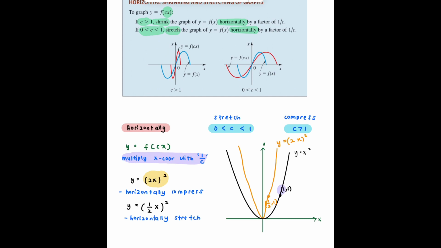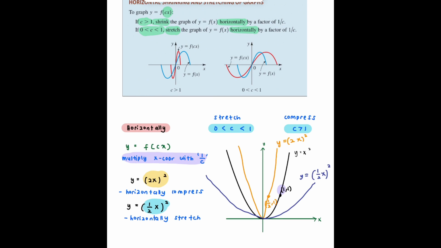Okay, second, if you have this one, if you have (half x) inside the bracket squared. So your constant c here is half, and inside the bracket means your c will be between 0 and 1, so your graph will be horizontally stretched. So imagine that you stretch your x-axis here. So what happened to your graph? Your graph will be here. This is y equal to (half x) squared.